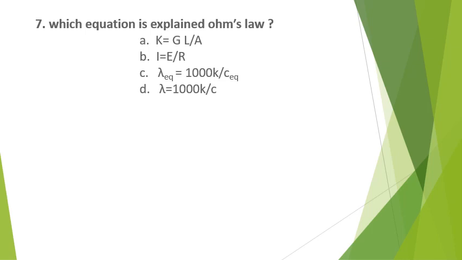And our correct option is option B, that is I equals E upon R, where I is current, E is applied EMF, and R is resistance. According to Ohm's law, the current I flowing through a conductor is directly proportional to the applied EMF E and is inversely proportional to resistance R offered by the conductor.